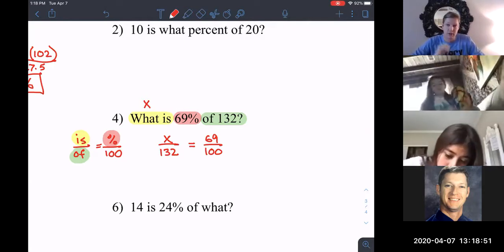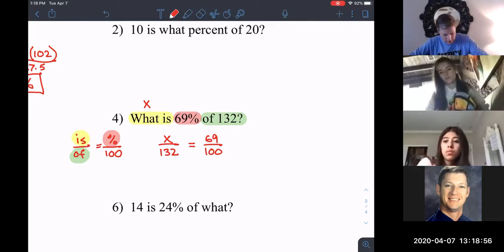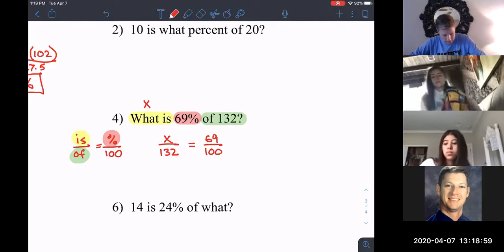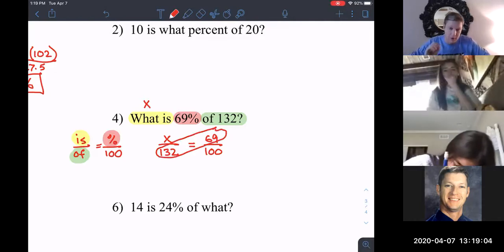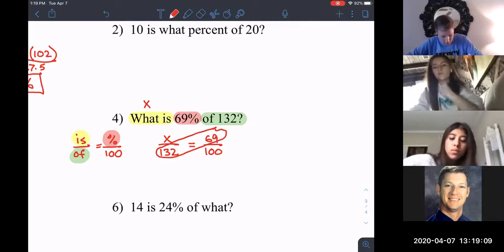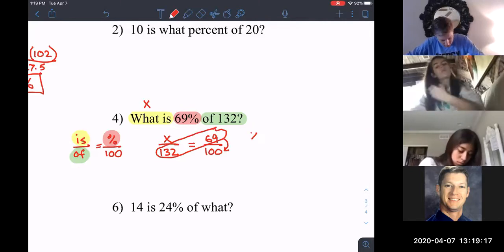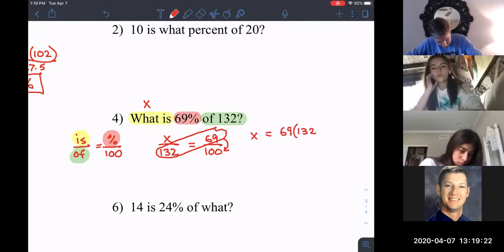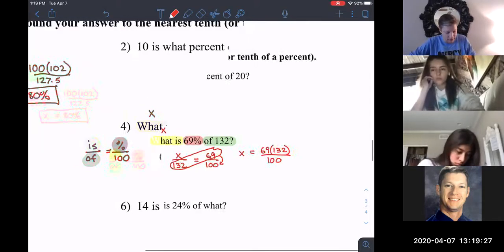When you set up your proportion, there's always going to be two numbers that are diagonal from each other, all right? So basically, let me circle it here. Okay, so those are the two numbers in our proportion that are diagonal from each other. We're always going to multiply those, and then we're going to divide by the third number, wherever it might be. So our answer is going to be equal to 69 times 132 divided by the third number, which would be 100. Okay, the same thing that we did in this last one.